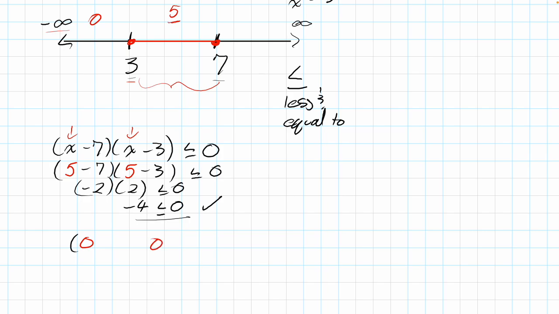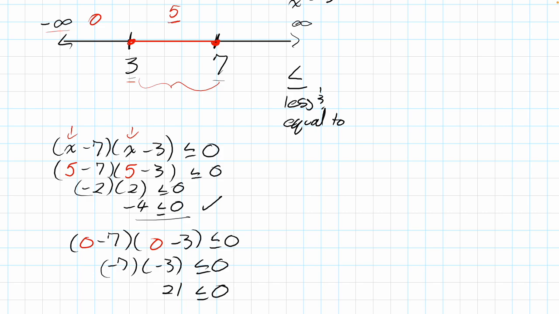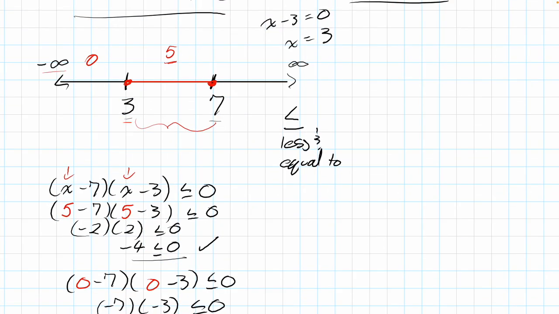I'll draw it in here twice. 0 minus 7, and then 0 minus 3, less than or equal to 0. Okay, that becomes negative 7 times negative 3. Turns out that's negative 21, not negative. As soon as I said it out loud, I thought, that can't be right. A negative times a negative is positive, so we get positive 21 less than 0. Is positive 21 less than 0? No. This is not true, okay? So in other words, this part here is not part of the range, so we don't include that as a potential answer.